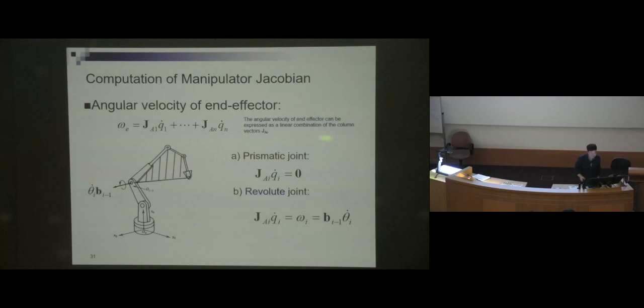If you look at this further, you can see that the angular velocity of the end effector can be expressed as a linear combination of the column vectors J Ai. For a prismatic joint, J Ai qi dot is equal to 0. For the revolute joint, J Ai qi dot is equal to your omega i, which is your b i minus 1 theta i dot.